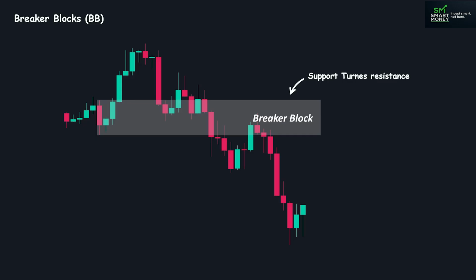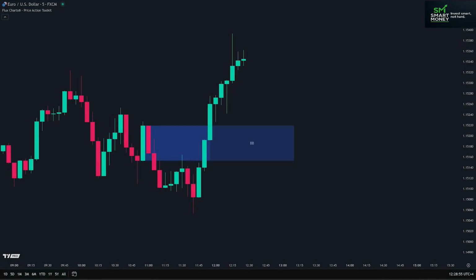Now, if we go back to the chart, we can see that the indicator marks these failed order blocks as breaker block zones.